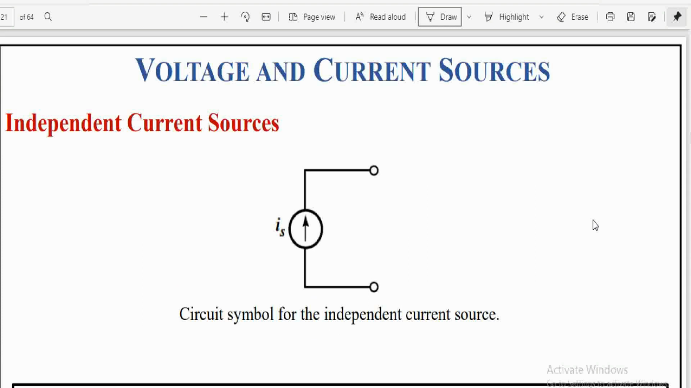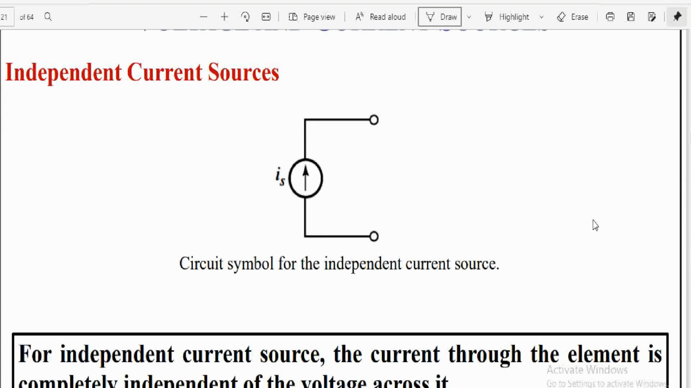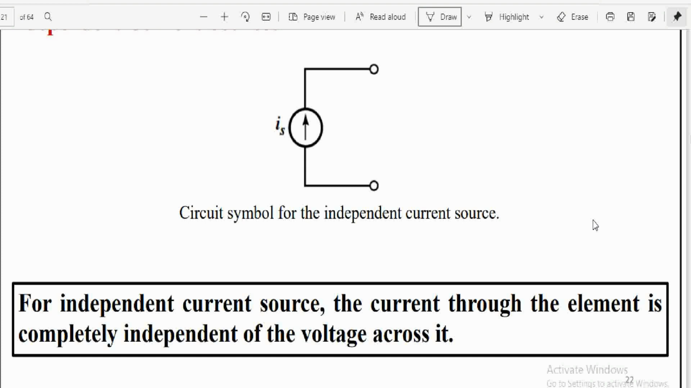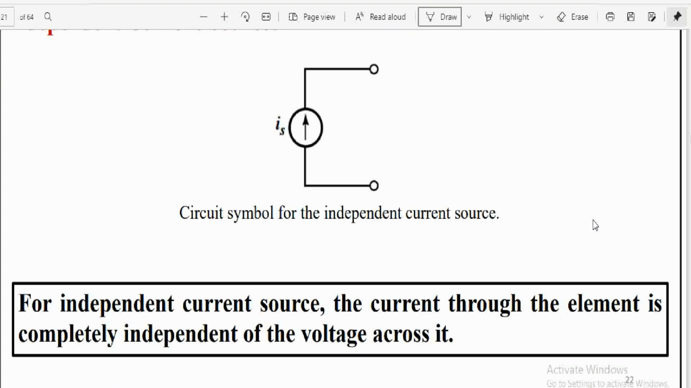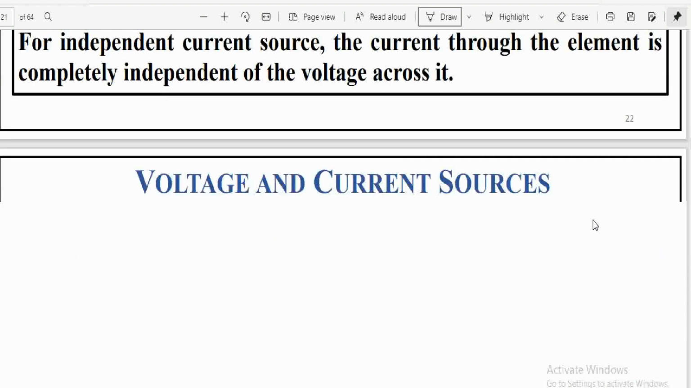Voltage source and current source. This is the independent current source. For the independent current source, here also we have an ideal current source and a practical current source. For an independent current source, the current through the element is completely independent of the voltage across it. Remember this: for an independent voltage source, the voltage value is independent of the current. For a current source, the current value is independent of the voltage across it.